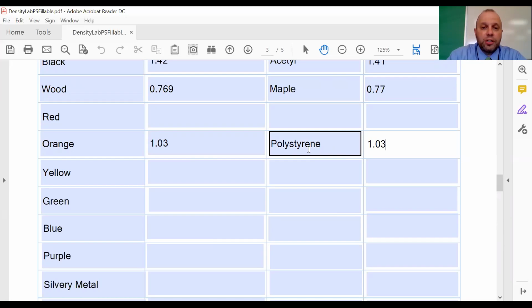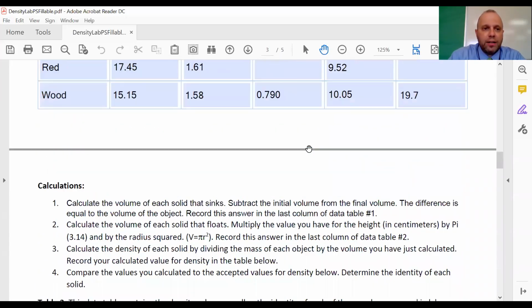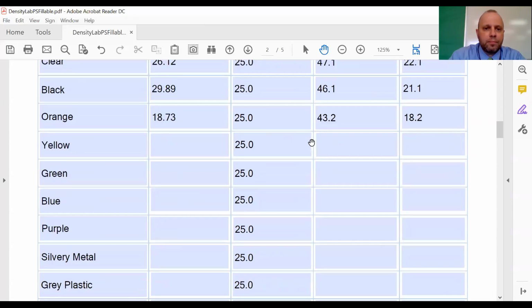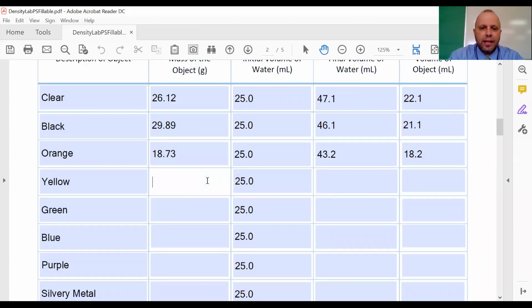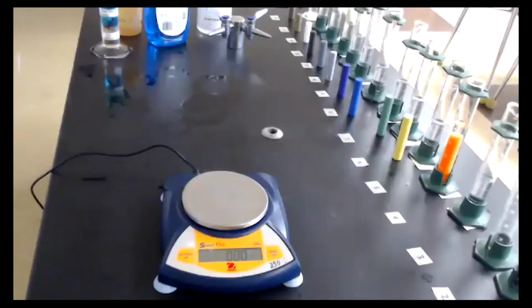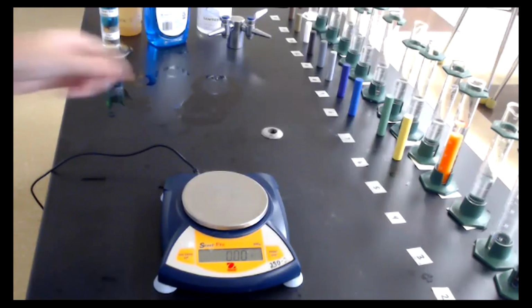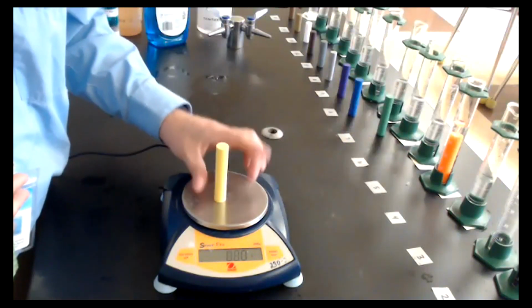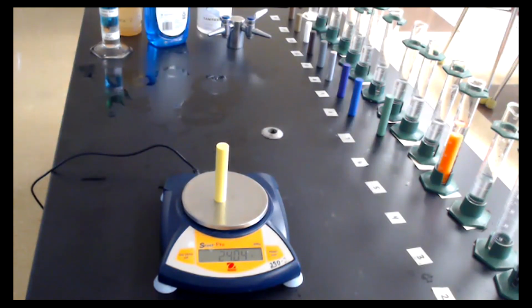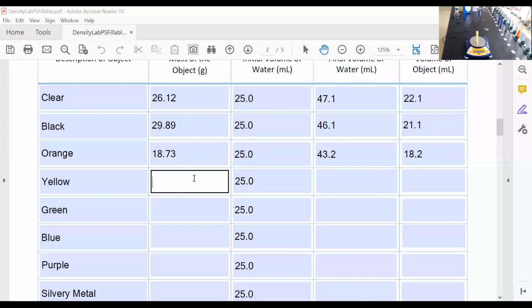Okay, so we're going to try one more example together. So I'm going to go back up to data table number 1. We're going to look at the yellow object together. So move the camera over. So we have 24.05 as our mass. Try that again, 24.05, there we go.